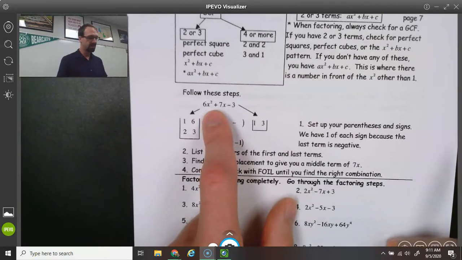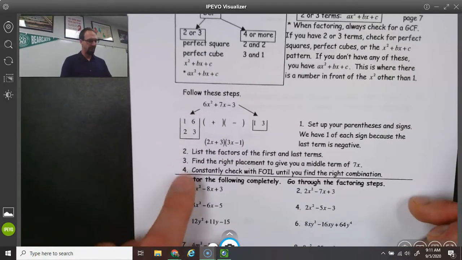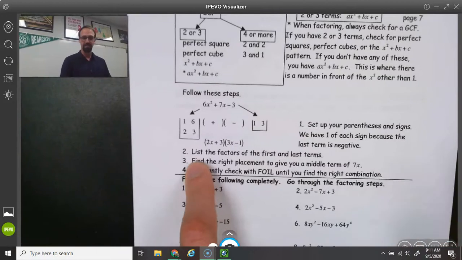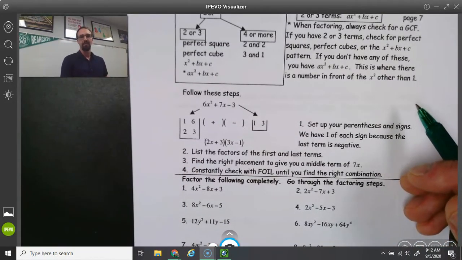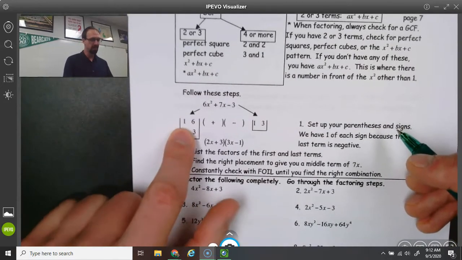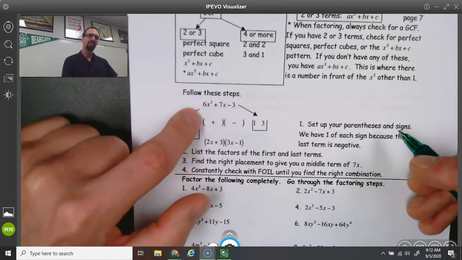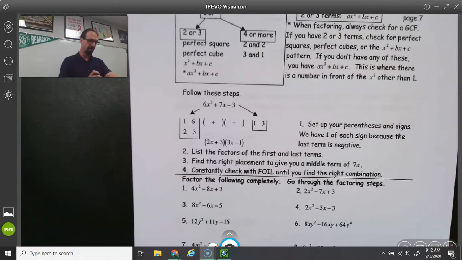Because in this case, we have plus minus. So because we have the last term being negative, we know that we're going to have one positive and one negative. So the next thing that we do after we find the factors, we list the factors of the first and last terms. That's what I did. Then we find the right placement to give you middle terms of 7x. Now, I want to show that the terms that are in the A spot go in the beginning part of the terms.